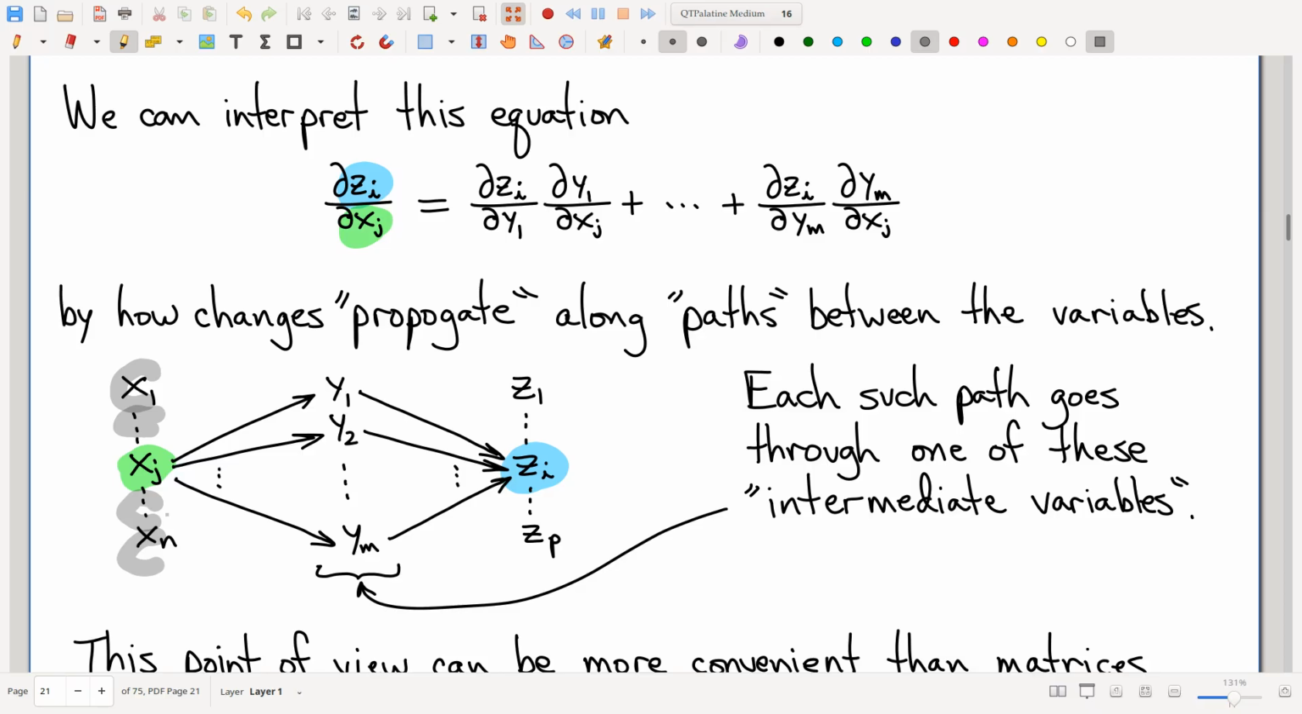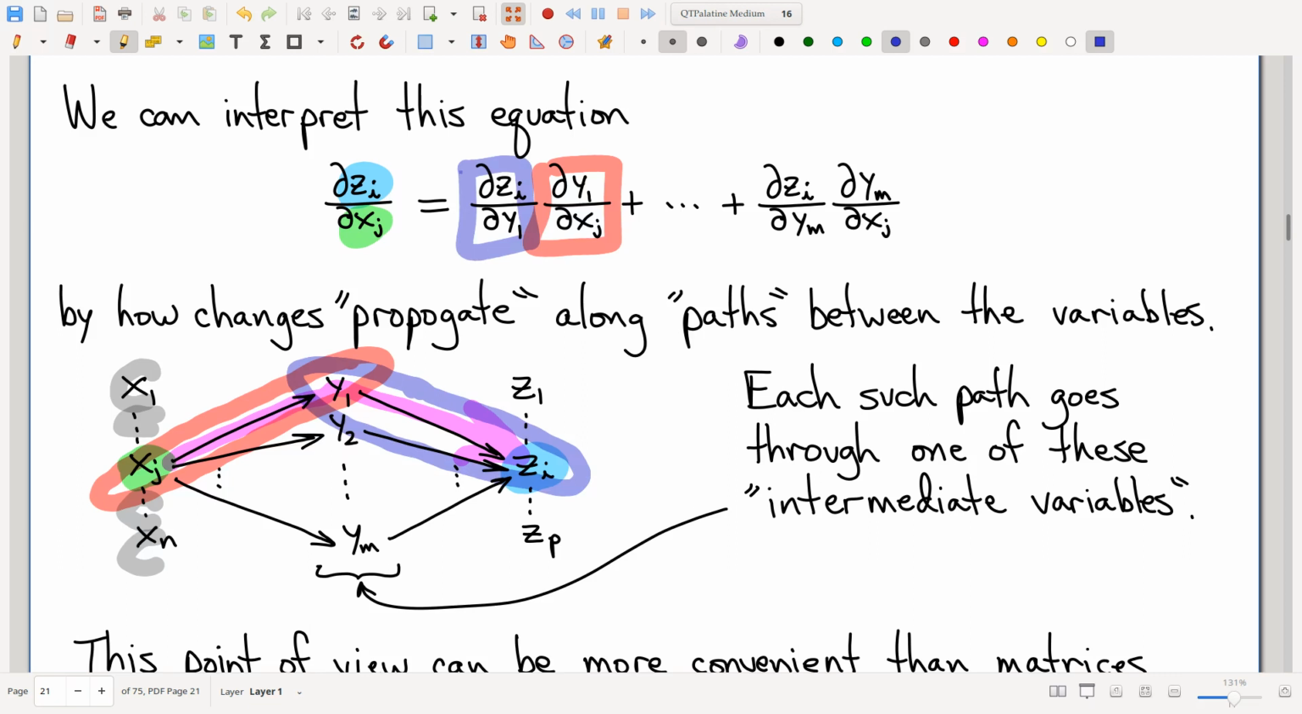So the way I like to think about it is there's various different paths along which changes can propagate from xj to zi. Right? And for each path, there's a corresponding term. Now let's ask, what is the term for this first path? Well, let's see here. Per unit change in xj, how much does y1 change? Boom. Okay, per unit change in y1, how much does zi change? Bam.